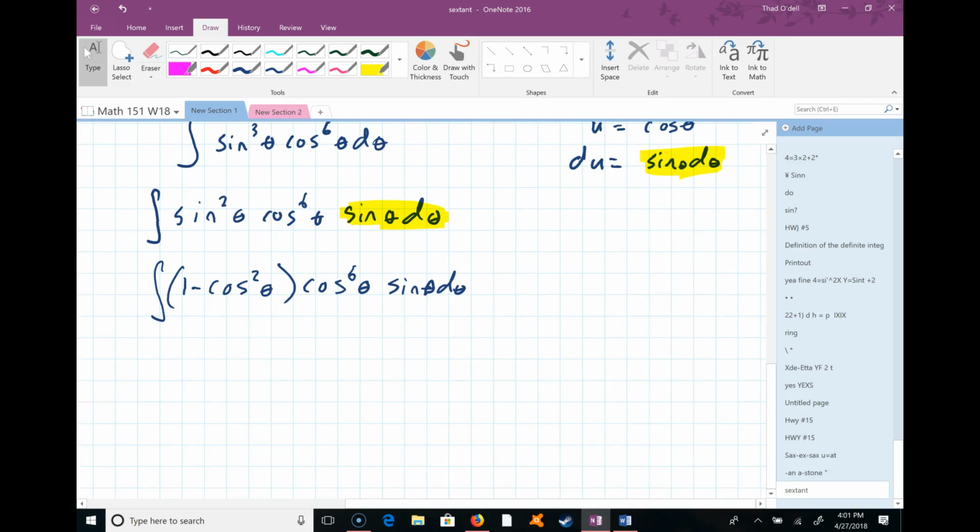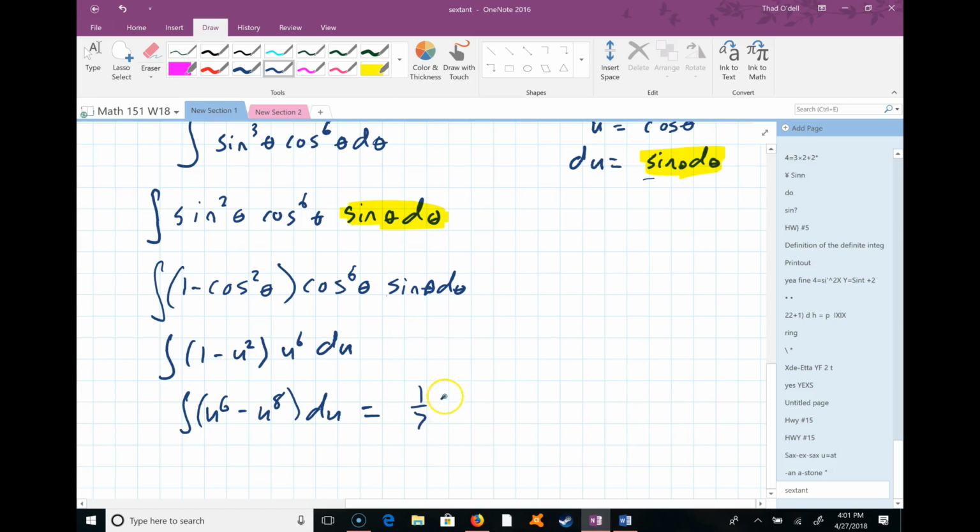And now I can replace cosine with u. So this can be the integral of 1 minus u squared times u to the 6th times du, because that is the same as that. And that would be the integral of u to the 6th minus u to the 8th du, which would be 1/7. And I'm just going to substitute the sine in right now. I hope that you're okay with that, because u is sine theta, so that'd be 1/7 sine to the 7th power theta minus 1/8 sine to the 8th power theta plus c.